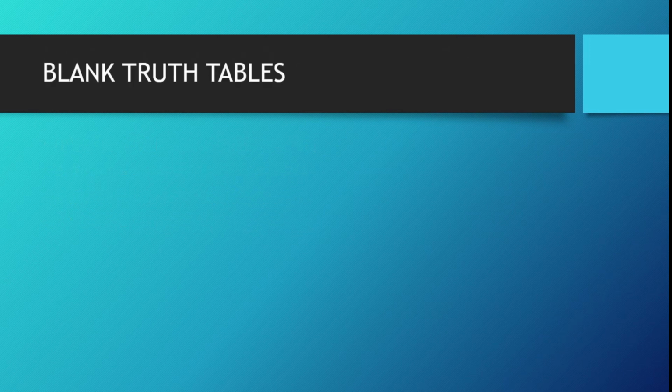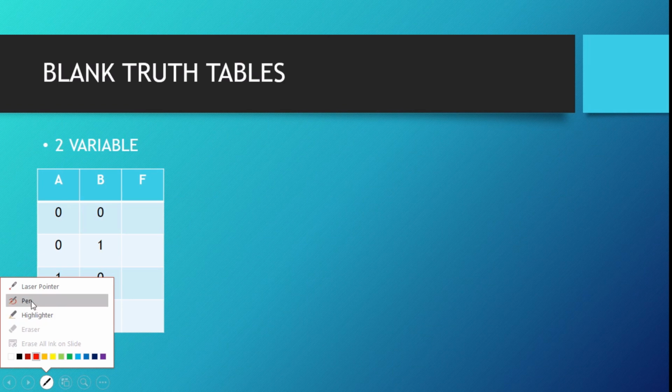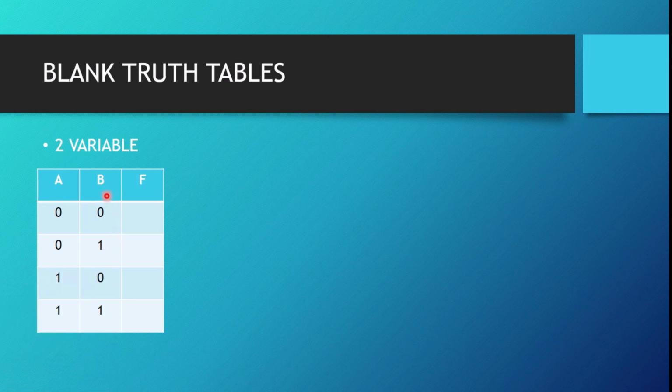Next, how to write the truth table? So, first of all, you see this is a blank truth table for 2 variables. Okay. How is this created? To understand this, 2 variables means 4 combinations. 4 combinations correspond to 0, 1, 2 and 3.